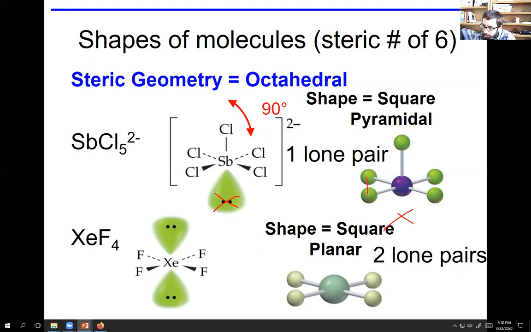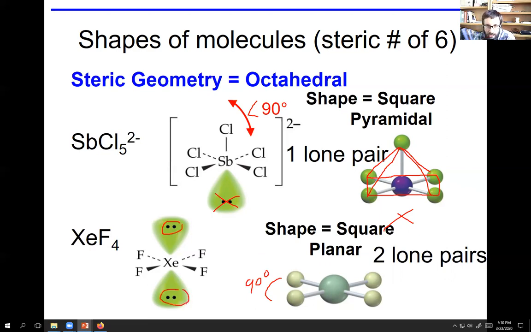Hopefully you can see that. There's a square right here, and then there's a pyramid right on top. And so that's going to have a bond angle, again, of less than 90 degrees because of the lone pair pushing at it. Square pyramidal, that's going to be less than 90 degrees. This is square planar. Sorry, square planar, that's with 2 lone pairs.